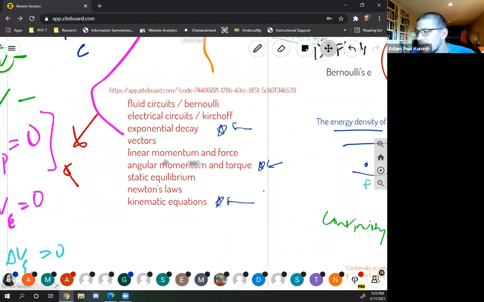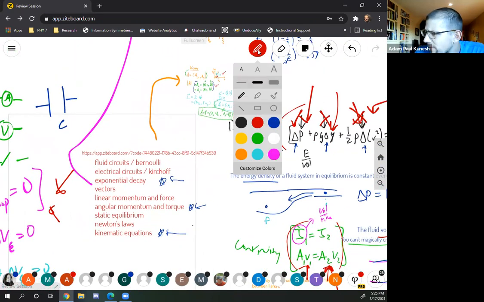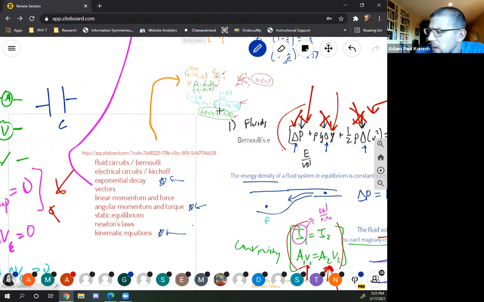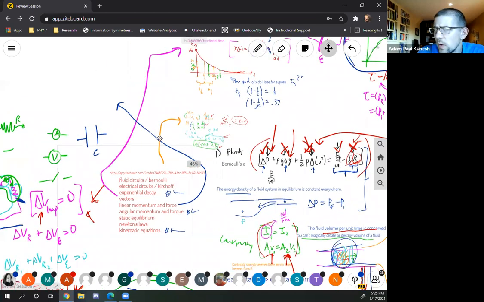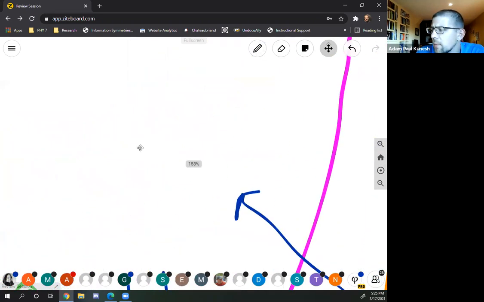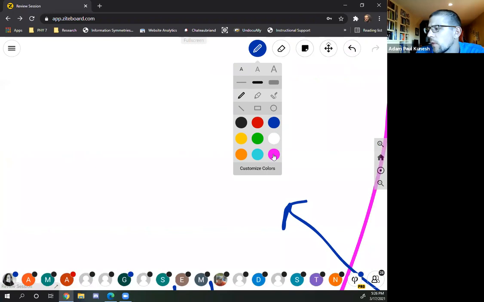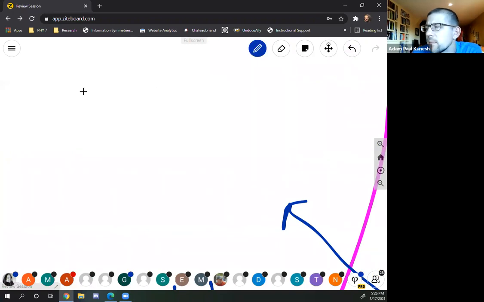Okay. Let me run down now to linear momentum and force. So linear momentum and force was the first place that we actually applied these vector concepts. So linear momentum, first of all, what is it and the reason we care about it? So linear momentum is a vector quantity. Linear momentum is a vector, P, for some mass M.